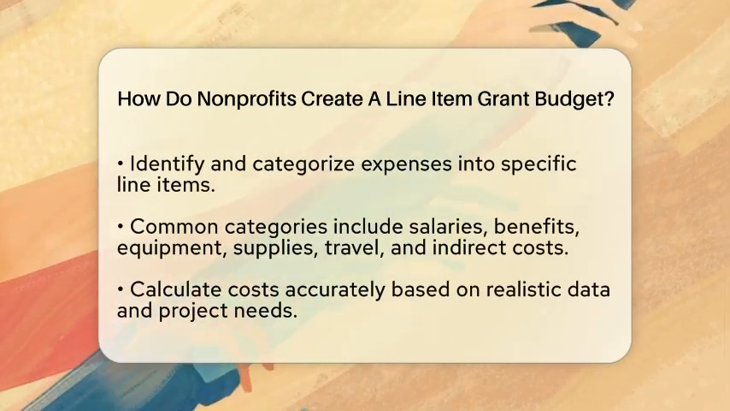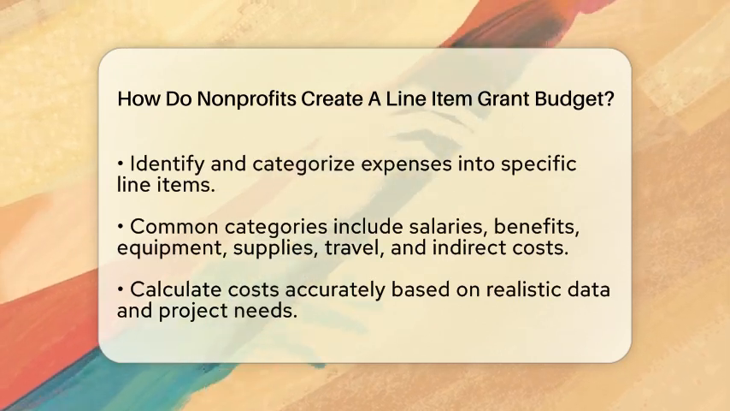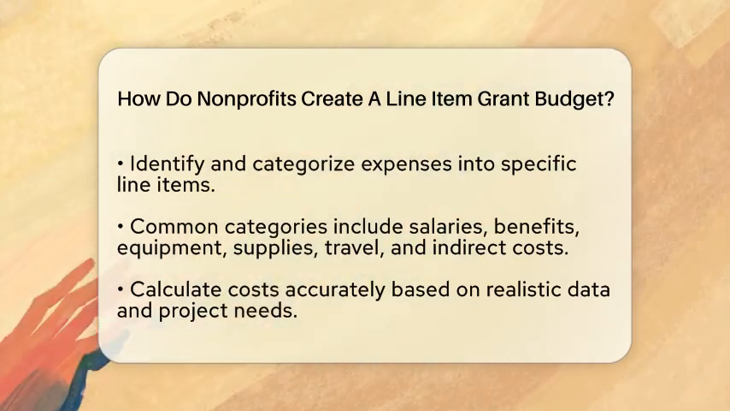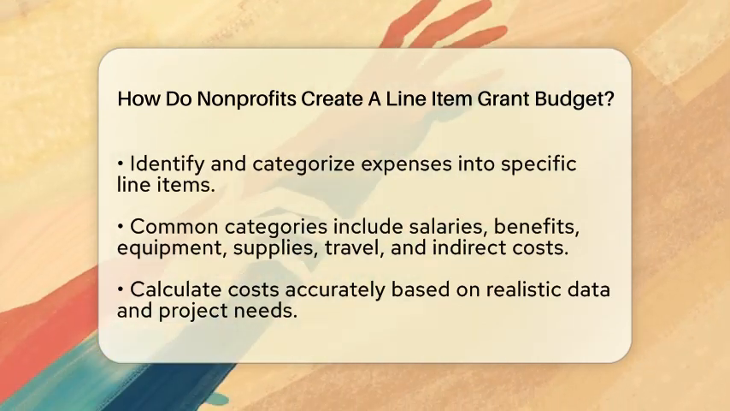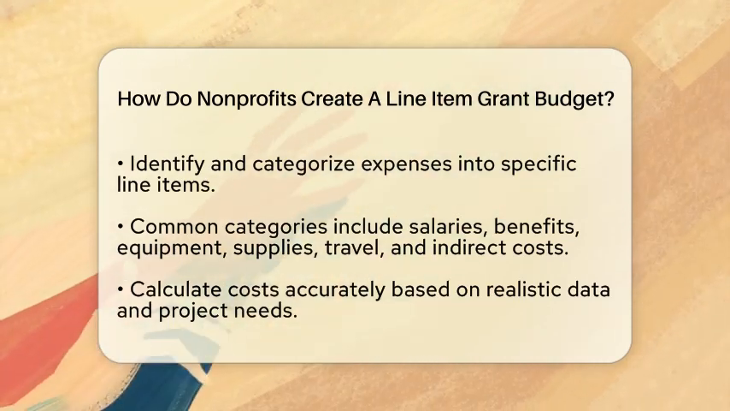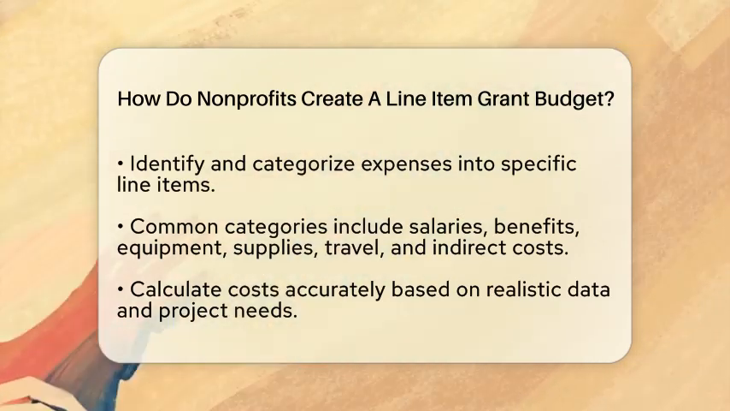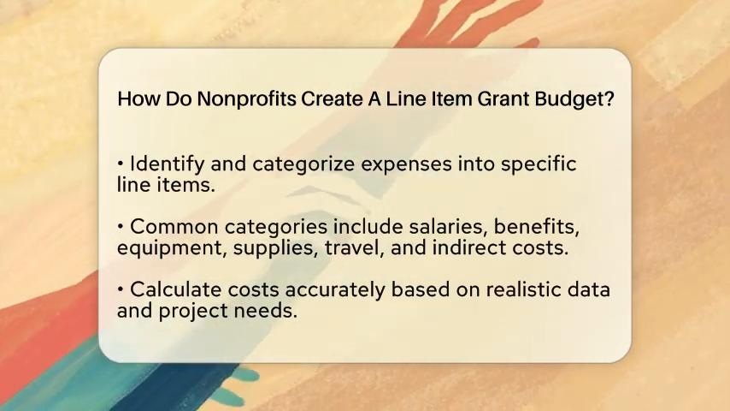Now identify and list your expenses as line items. Break down your costs into specific categories. Common categories include personnel salaries, fringe benefits, equipment, supplies, travel, consultants, and indirect costs. Each line item should be detailed and justified.